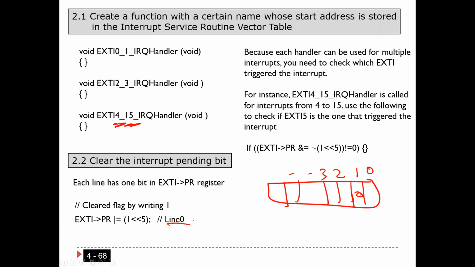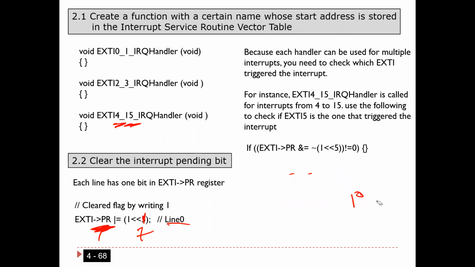So in the quiz, if I tell you we want to use line 7, very easy. All you have to do, instead of this one, is just put 7. That's it. Can it be easier than that? If you want to clear the binding bit, you have to write 1, not 0. You have to write 1 in this location.